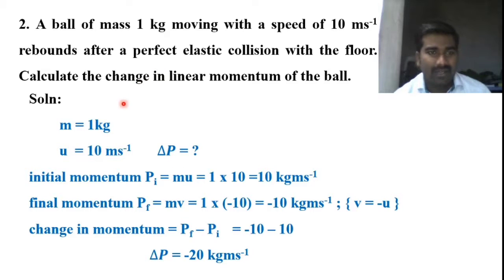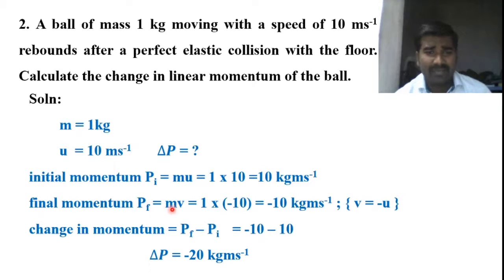The mass of the ball is well known, 1 kilogram. The initial velocity of the ball is also known, 10 meter per second. Multiplying these two values, we get 10 kilogram meter per second. This is the initial momentum of the ball. Now the ball collides in a perfectly elastic collision with the floor. After that it rebounds, and then the ball gets another momentum, the final momentum pf.